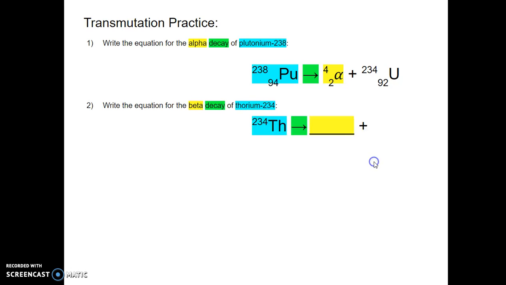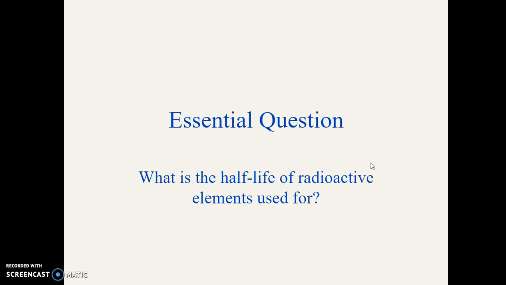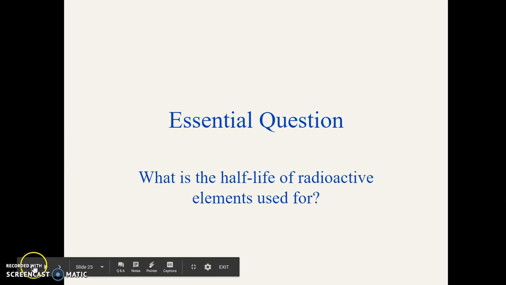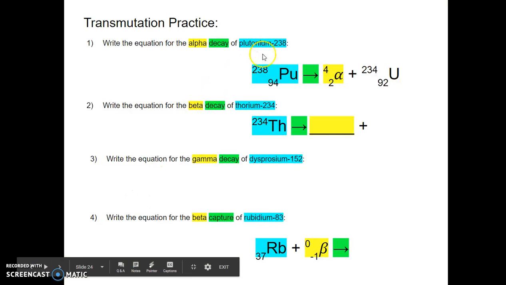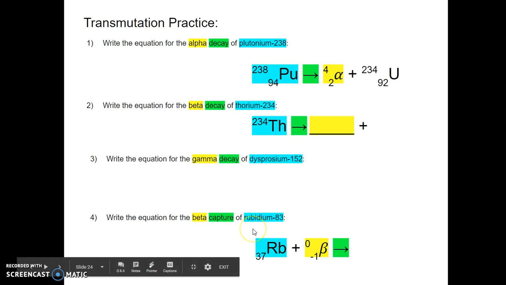So transmutation practice here again is just filling in some of these equations, and these are outlined in your guided notes. So just filling in whatever is missing from the equation, or writing the full transmutation equation for them, dealing with alpha decay, beta capture.